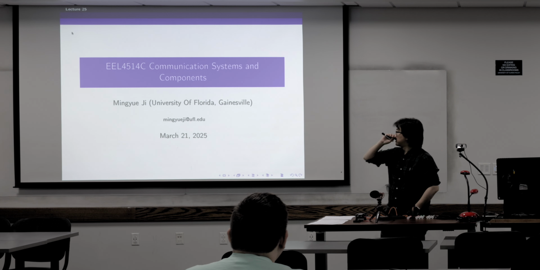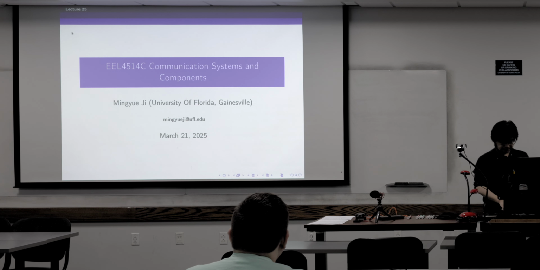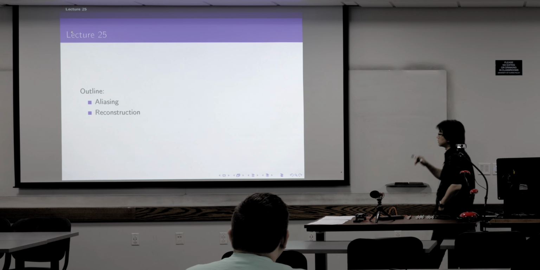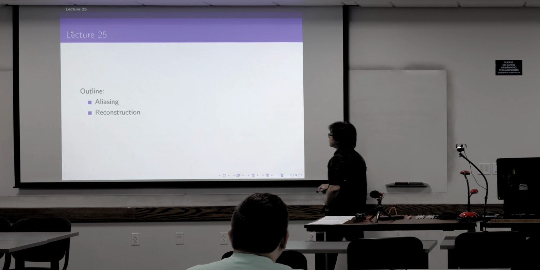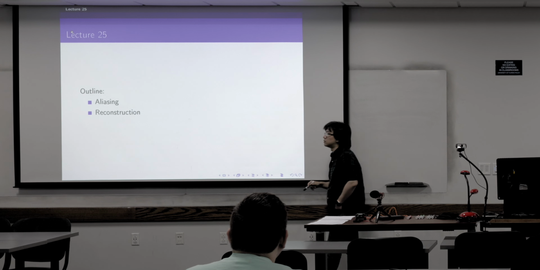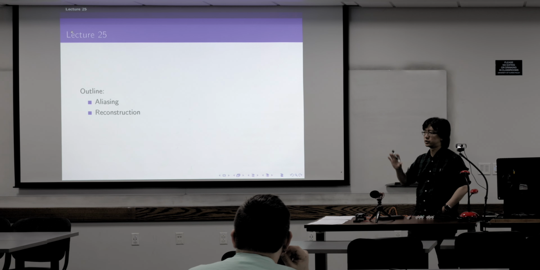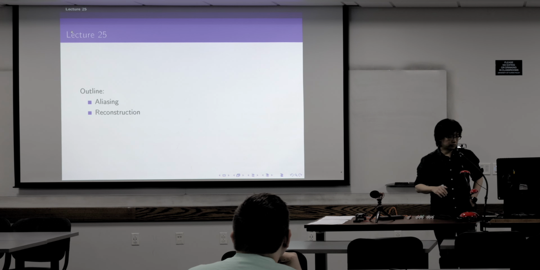All right, let's see what we cover in this makeup lecture. So basically we talk about two things. One is aliasing, and the other we call reconstruction. Basically here we mean that under the practical or non-ideal case, how can we reconstruct the signal?